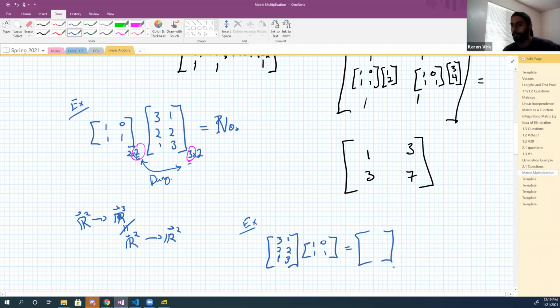3 by 2? Good. It's again going to be a 3 by 2 matrix. Because this first function takes things from R2 to R2, and then this second one takes things from R2 to R3. So ultimately, it takes things in R2 and turns them into things in R3. 2 to 3. Questions on that?